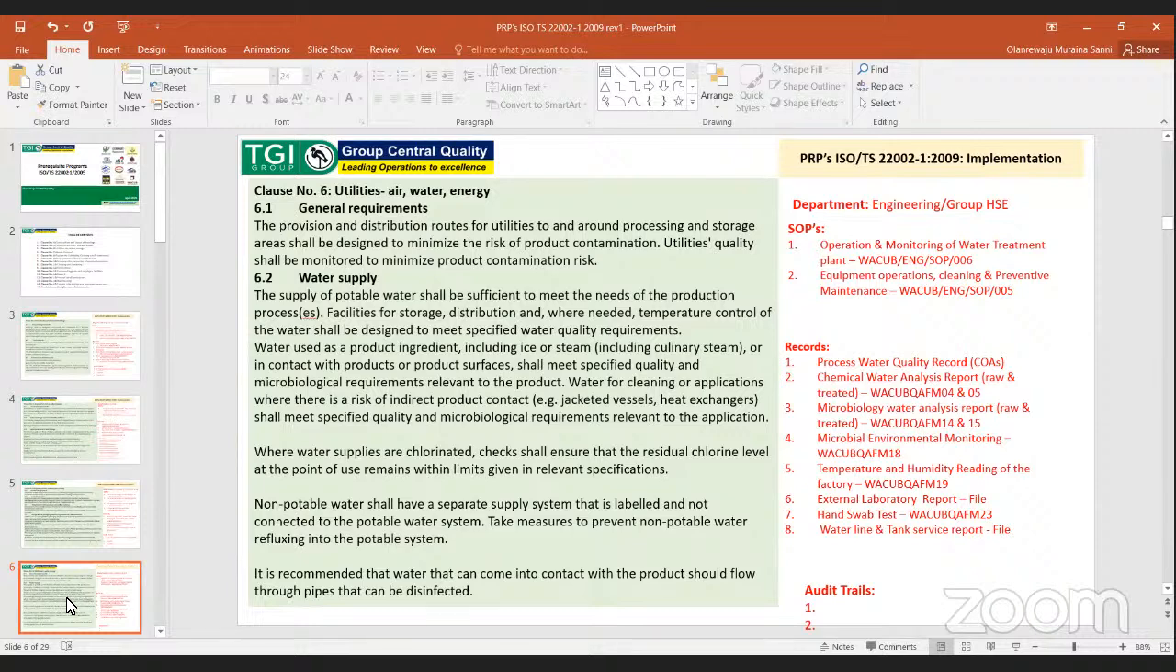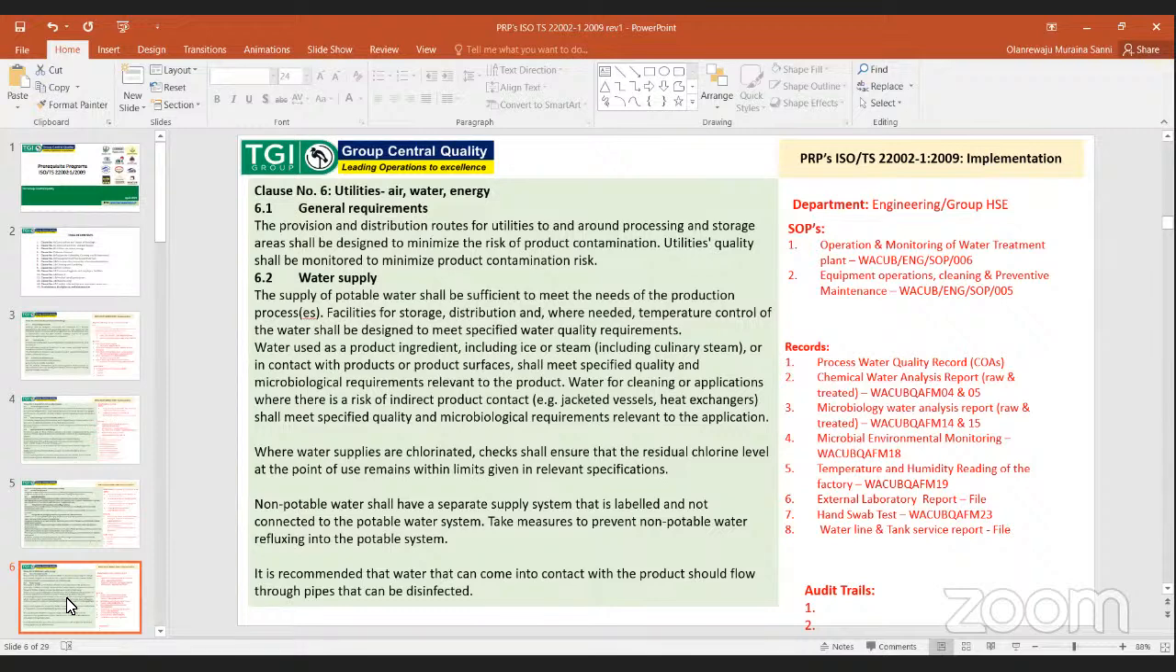Water used as a product ingredient, including ice and steam, including steam in contact with the product or product surfaces, shall meet specified quality and microbiological requirements relevant to the product. Water for cleaning and application where there is a risk of direct product contact, e.g., jackets, vessels, heat exchangers, shall meet specified quality and microbiological requirements relevant to the application.